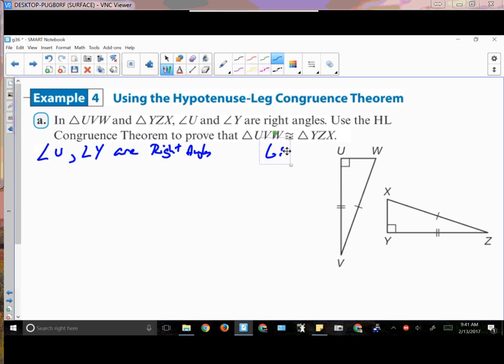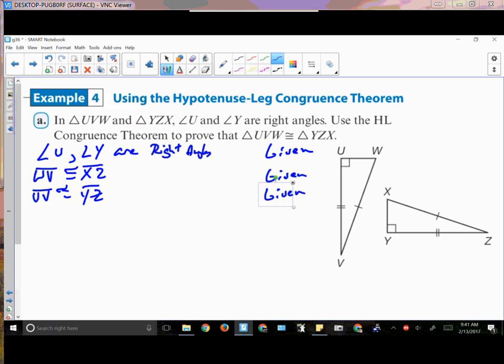That was given to us. We were told that WV is going to be congruent to XZ, given again. We were told that UV is congruent to YZ. Again, that was given to us.